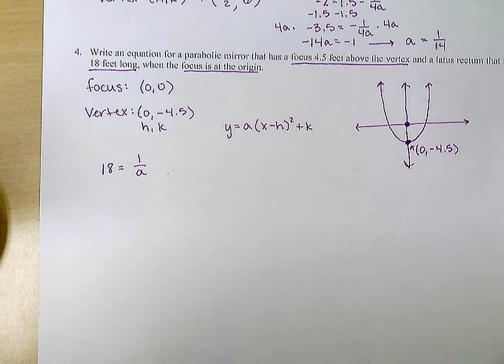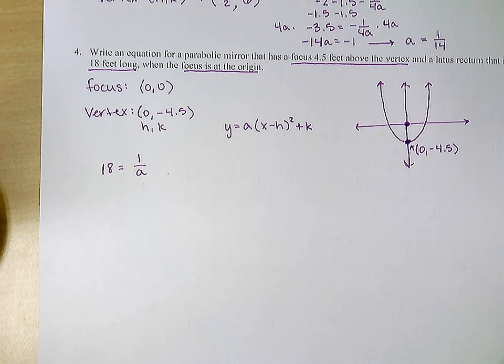The length of it is always positive, but to figure out what a is, if your parabola is going down, your a value is negative. If your parabola is going up, it's positive. So in this case, I know it's going to be positive because my parabola is going up. Does that make sense?